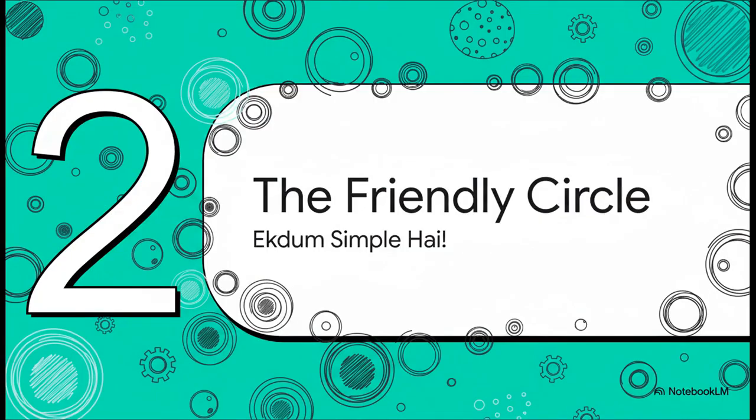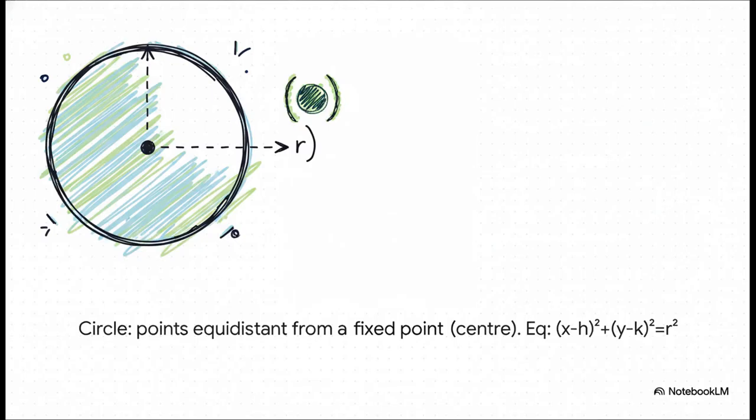Simple. Okay, so let's start with our best friend, the most familiar shape of them all, the circle. I promise you, this one is ekdam simple hai. So what even is a circle? It's just a bunch of points, all of which are at the exact same distance from one single fixed point in the middle. That fixed point is the center, which we call (h, k), and that fixed distance is the radius, r. And the equation, well, it's right there for you: (x - h)² + (y - k)² = r². Bam! That's all you need to remember.